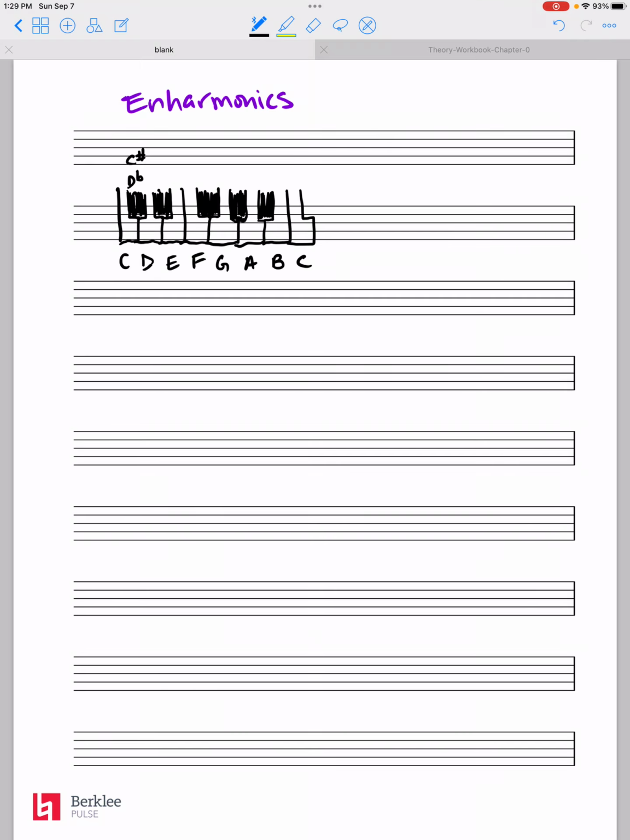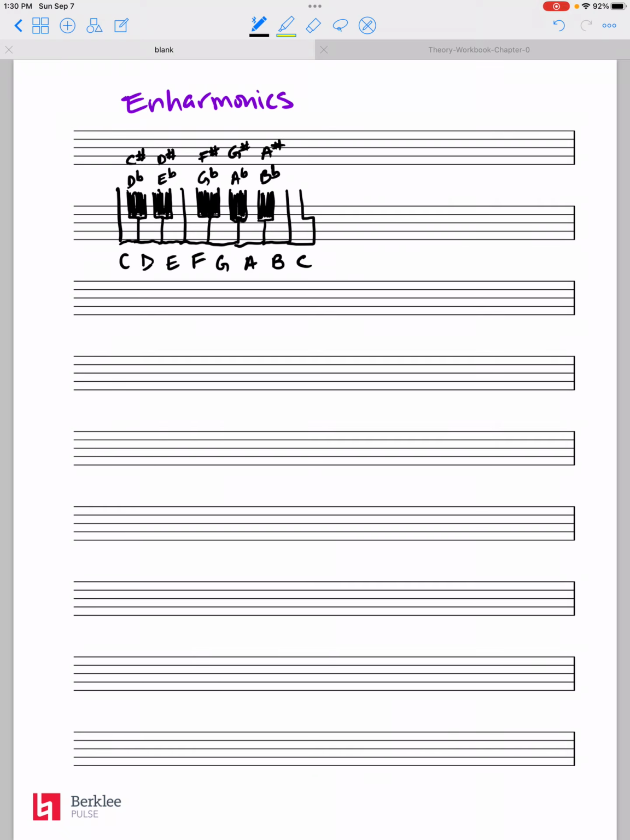So the next black key that you see is both D sharp and E flat. The next one is F sharp and G flat. The next one is G sharp and A flat. This is a G. I'm going to make sure this is clearly a G. Let's try that again. G sharp. Cool. All right, and then we have A sharp or B flat. So those are the names of the black keys.